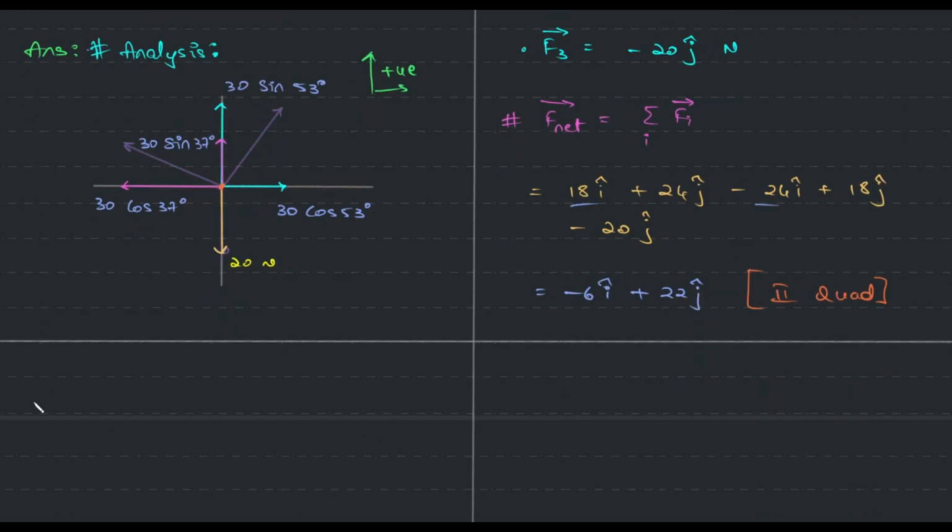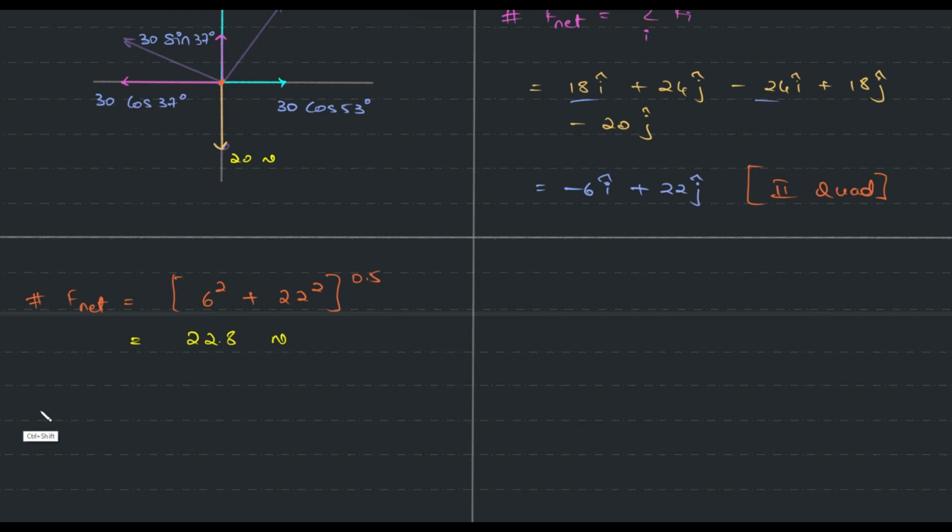Okay, let's figure out the magnitude and direction. So F net will be the root of 6 squared plus 22 squared, ignoring the negative sign because anyways we are squaring it. And this will be how much, guys? 36 plus 484, root of 520 is 22.8 Newton. Again, I'm kind of curious about if the math will turn out right. Of course, it will turn out right, but I hope you guys are also curious about it.